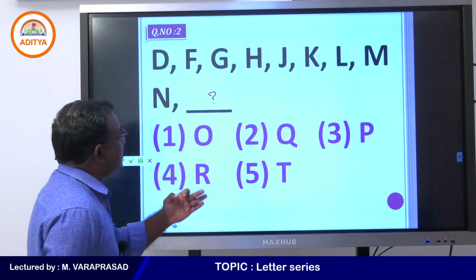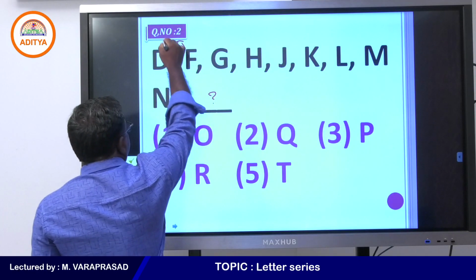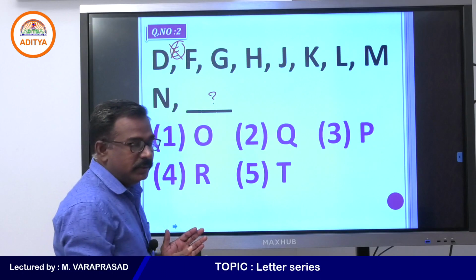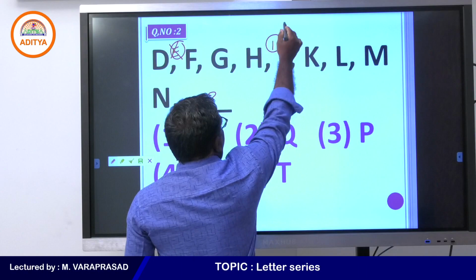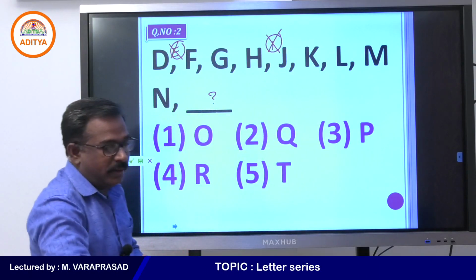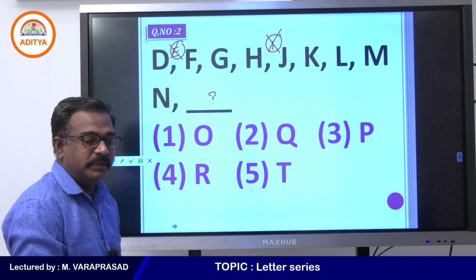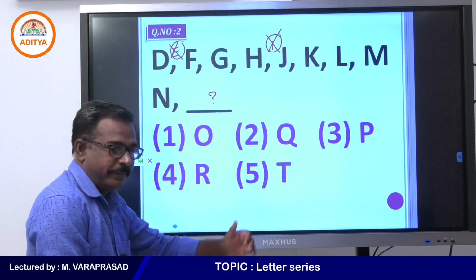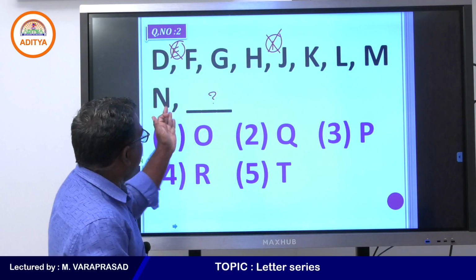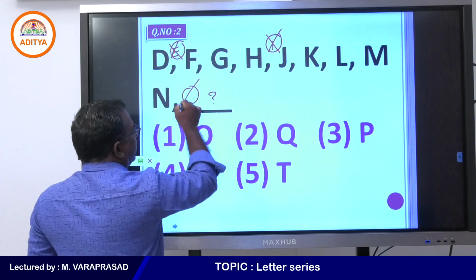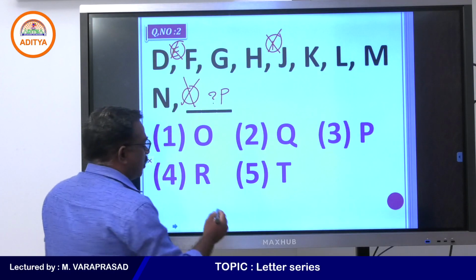Consonants they are in increasing order. This is D, after D, E is missing. That is a vowel. F, G, H, I is missing here. I is missing. That is also another vowel. So, consonants are written in increasing order. There are no vowels. Vowels they are dropping. So, E dropped, I dropped. K, L, M, N, O you need to drop here. So, then the letter is P.